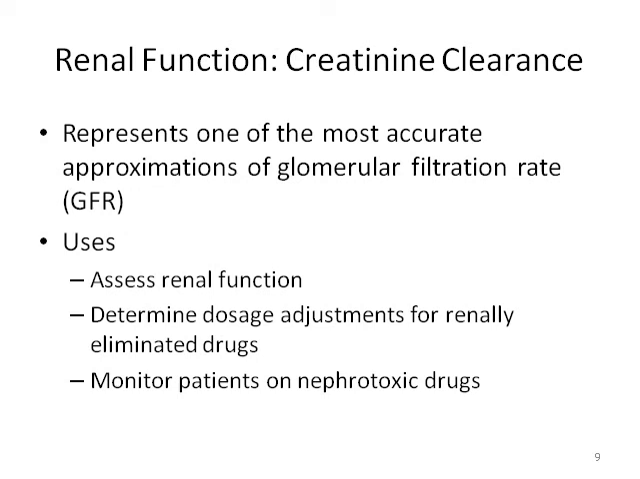On slide 26 here, the gold standard for determining renal function is creatinine clearance. It's considered one of the best or most accurate assessments or approximations of glomerular filtration rate, which is also known as GFR. So we use the creatinine clearance to assess renal function. Sometimes we will determine renal function, and we may adjust dosages based upon these. And we also will use creatinine clearance if we're giving a patient a nephrotoxic drug. We can monitor renal function with that.